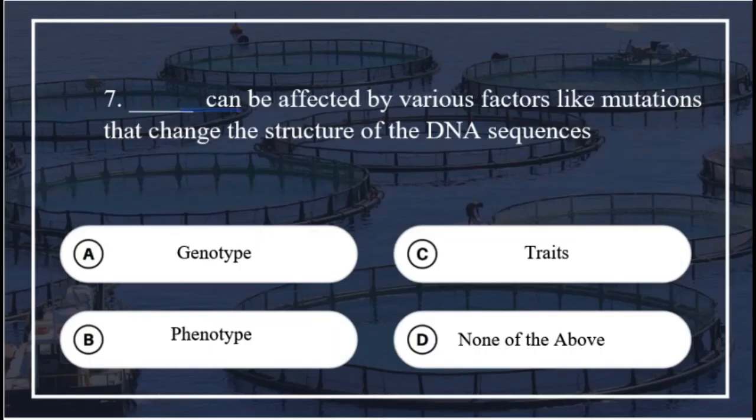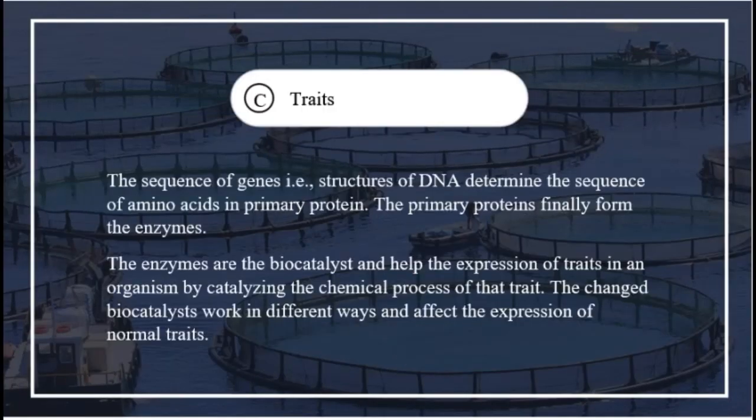7. Blank can be affected by various factors like mutations that change the structure of the DNA sequences. A. Genotype. B. Phenotype. C. Traits. D. None of the above. Answer: C. Traits. The sequence of genes, i.e., structures of DNA, determine the sequence of amino acids in primary protein.